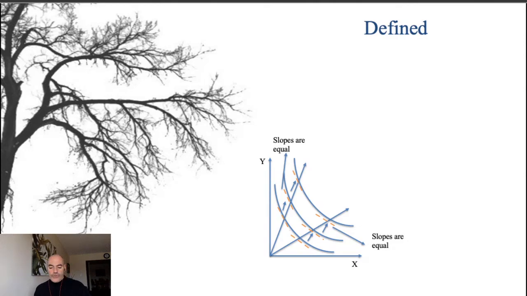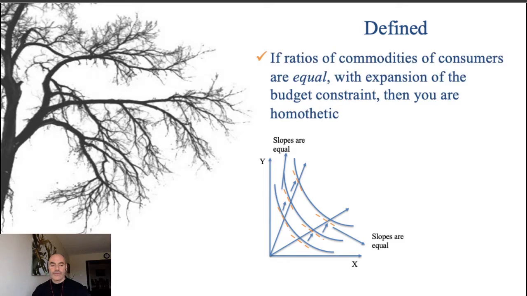Let me start with the definition, and then I will go through some examples. Definition of homothetic preferences is this. A homothetic person buys decreasing amount of everything as budget constraint contracts or shrinks, and a homothetic person buys increasing amount of everything as budget constraint expands.